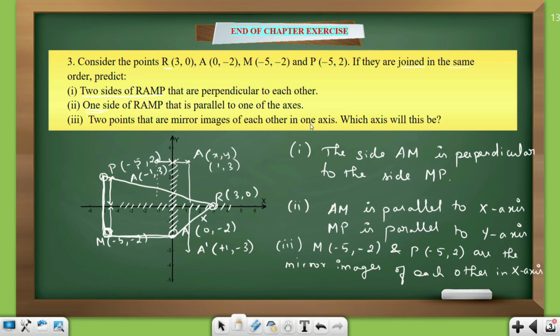Correct, the point is located on the x-axis, right? Here they are saying that it is one axis, but here itself we mentioned that it is in the x-axis. So again they are asking the same question, in which axis is this happening? Yes, this happened in the x-axis.